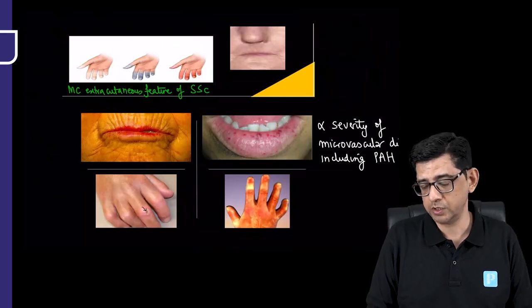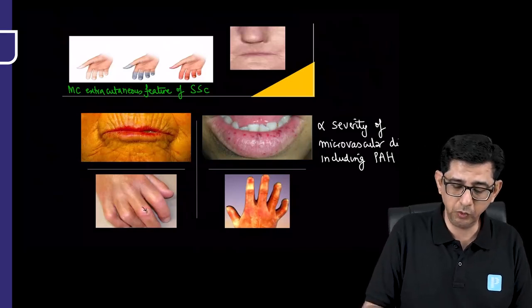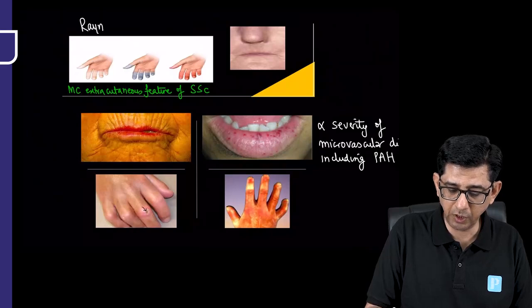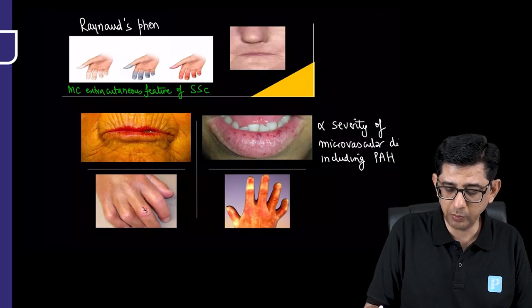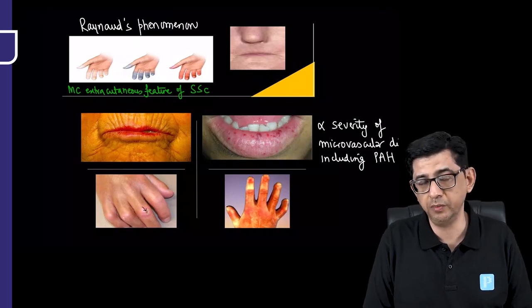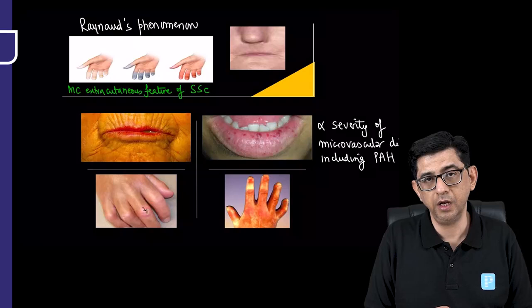The most common extracutaneous manifestation of this condition would be change in the color of the tip of the finger, especially on exposure to cold or to vibration or even emotion. That would be Raynaud's phenomenon, for which we might have to use calcium channel blockers, and in some cases even alpha blockers would be required.